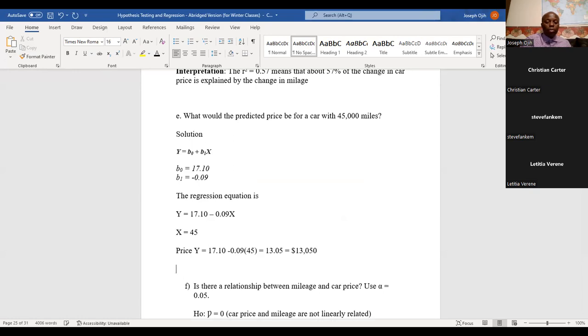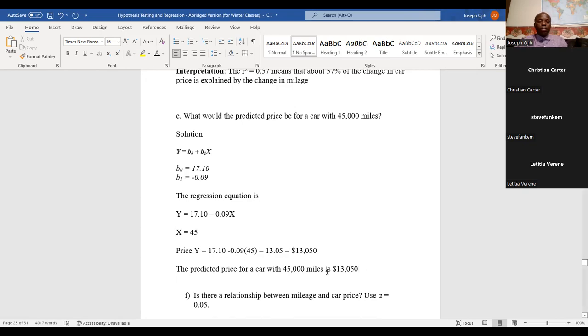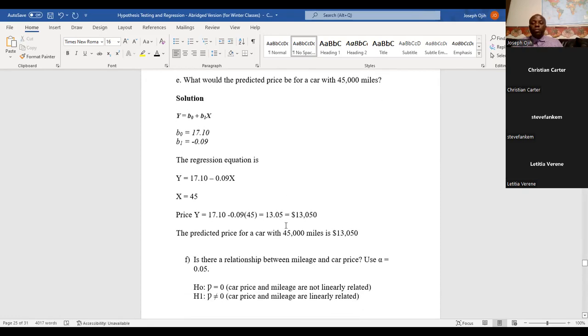So the predicted price of a car with 45,000 miles is 13,050. See, very easy. Once you get the equation, you can make predictions based on that equation. Any questions on this?